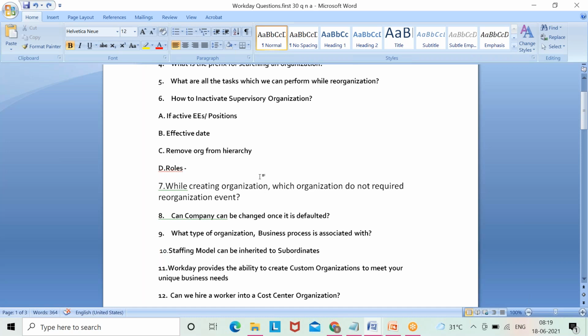So the rest of the organizations do not have a business process? No, not required, because all your workers are hired into a supervisory organization. So we use this business process only for hiring? Not only hire, there are a number of BPs we have, but everything must be copied to the supervisory organization.